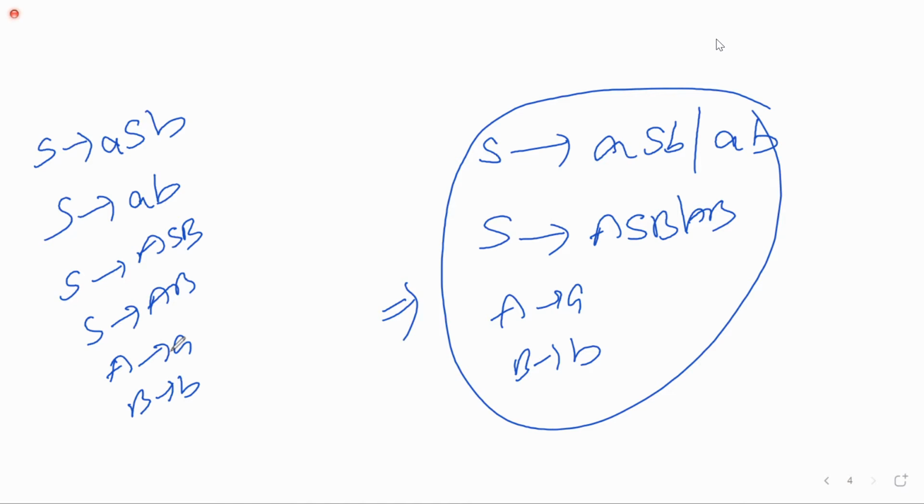What are the conditions for CNF? It is either in the form A tends to XY or A tends to a. How many are in the CNF? How many are not in the CNF? First we'll discuss: is it in XY format or terminal format? Is any production satisfying this?